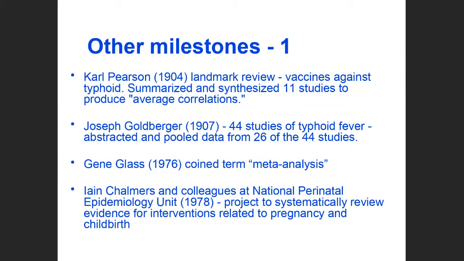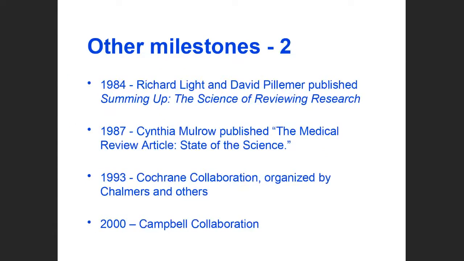But a couple of years later, Iain Chalmers, a leading figure in the evidence-based medicine movement, took evidence on interventions related to pregnancy and childbirth and produced a mammoth project to look at and review the evidence for and against the most common interventions for pregnancy and childbirth. In the mid-1980s, we saw the increase of recognition of the previously unsystematic nature of reviews. So Light and Pillemer produced an authoritative book called Summing Up: The Science of Reviewing Research. So if you like, the first book that talked about the value of reviews.